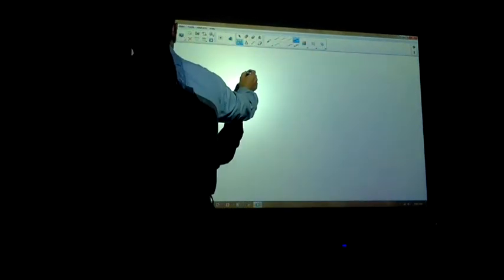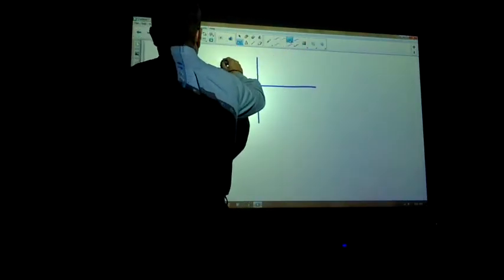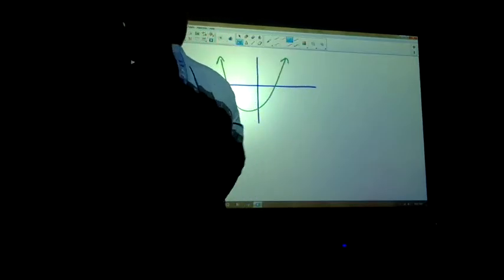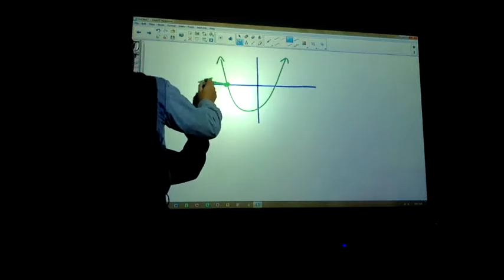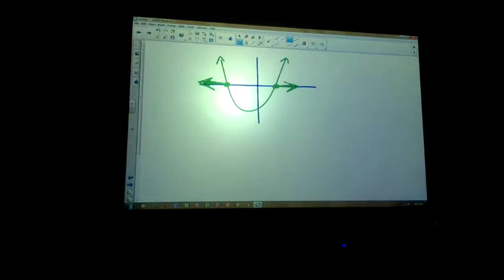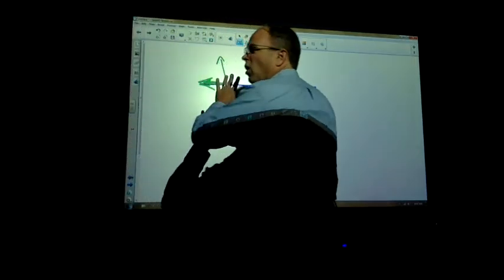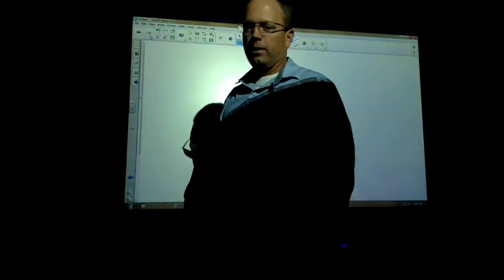So this is where it will come into play. XY axis, with me so far? Parabola, with me so far? We want the region this way, which is above the x-axis. The region this way, which is above the x-axis. The region in between is below the x-axis. But this is next semester. But that's what that kind of problem is. This is an or problem. This is a U problem.